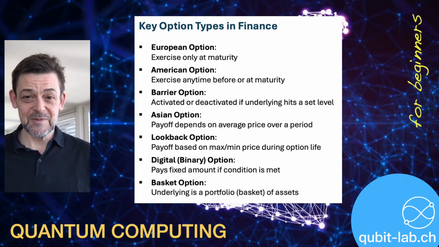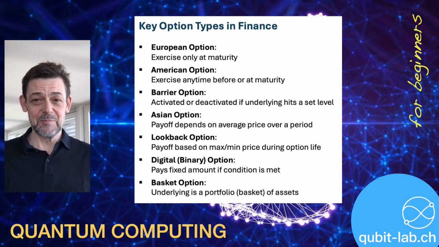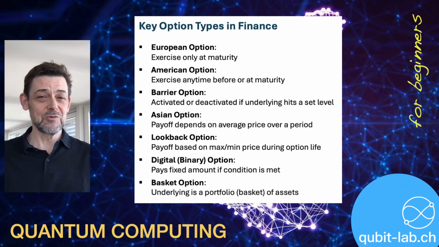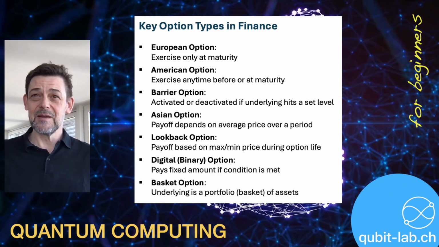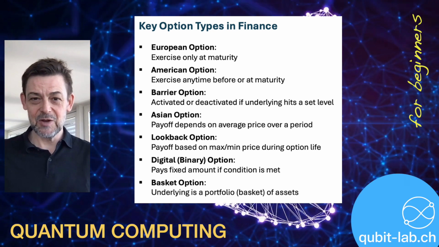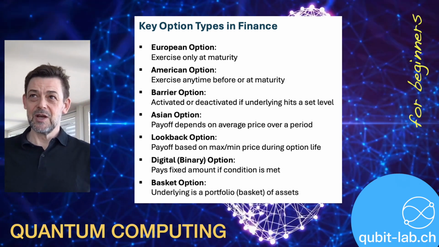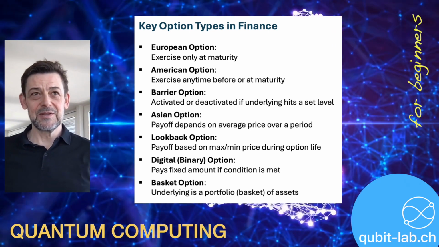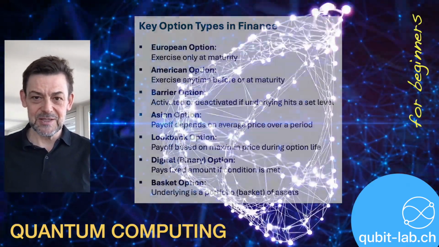These aren't just academic categories, they define the pricing complexity and determine whether closed-form solutions exist. For many of these, there's no closed-form formula. That's why we need simulation methods like Monte Carlo, and why faster, smarter methods like Quantum Monte Carlo are so exciting.